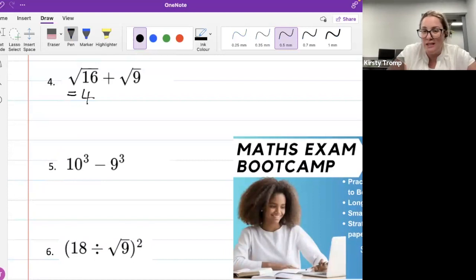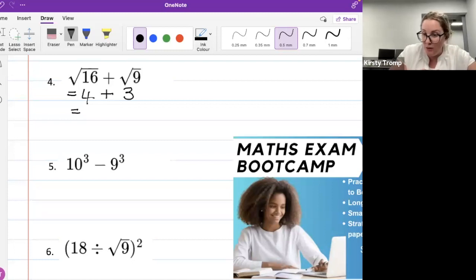Those are one of those ones that we've always done. We know that one off by heart. So square root of 16 gives me 4. Plus, what's the square root of 9? The square root of 9 is going to give me 3. Remember, we practiced square roots on Monday. If you're not too sure, please go back and watch Monday's lesson.